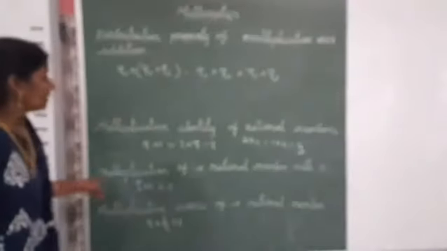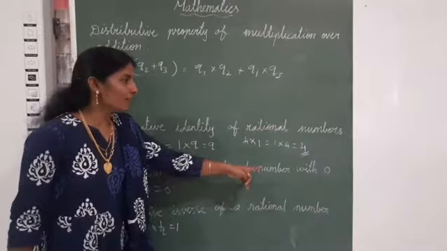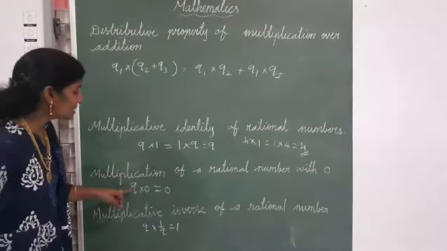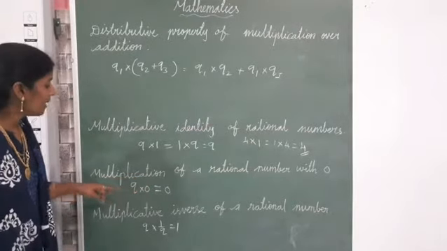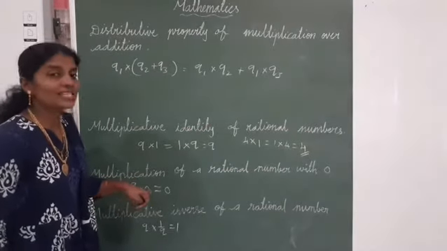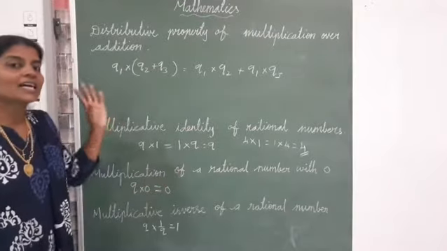Okay. Now, multiplication of a rational number with 0. Now, here the rational number is q cross 0. Multiplication of a rational number with 0 means that the answer is always 0.